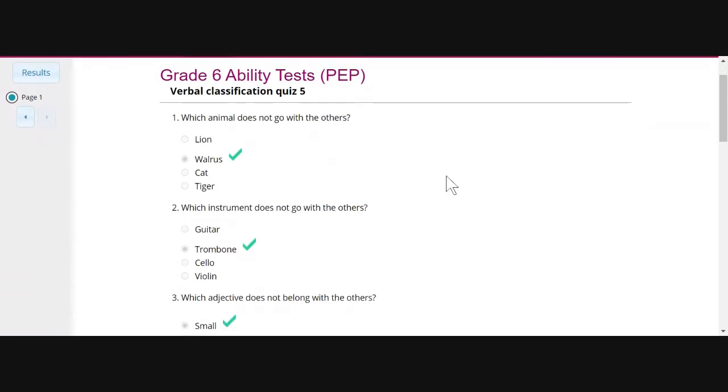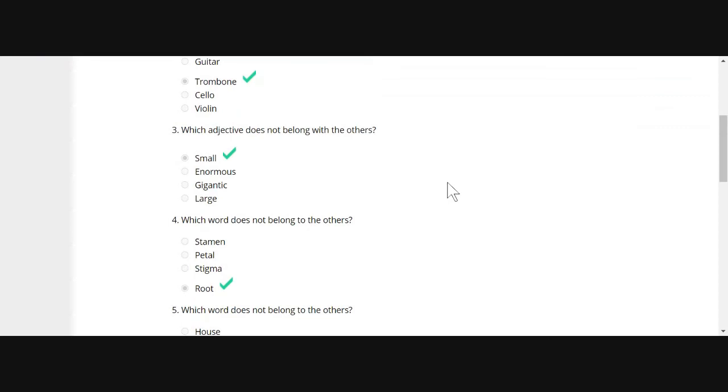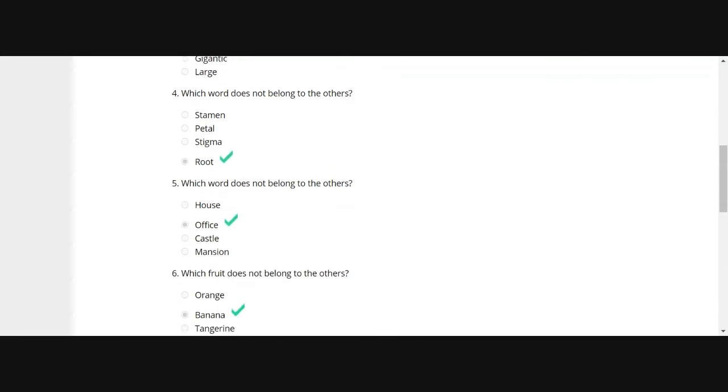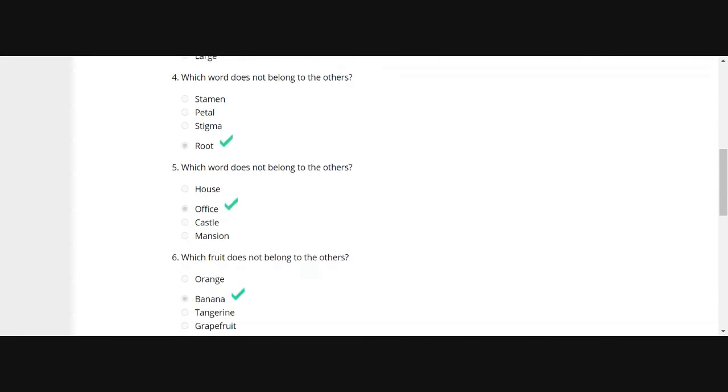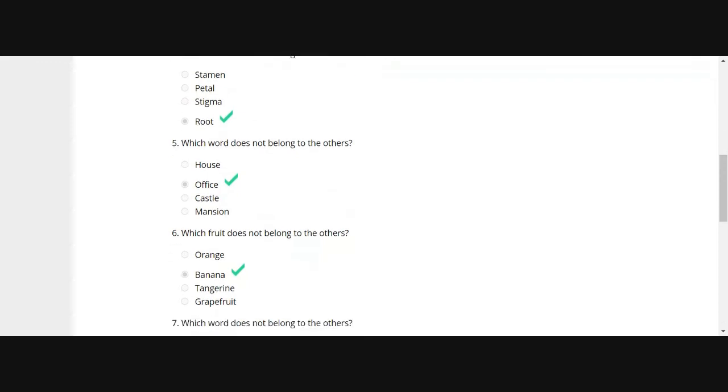And let's look at number 3. Which adjective does not belong with the others? Small, enormous, gigantic, large. So as you can see, all of those mean big: enormous, gigantic, large. And so small is the opposite, right? So small doesn't belong. Which word does not belong to the others? You have stamen, petal, stigma, roots. Those are all parts of the flower. So root is the answer.